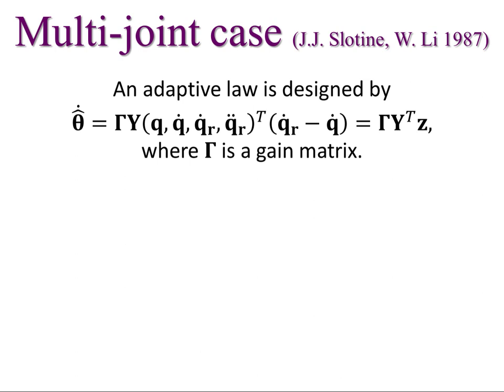Thus, although the adaptive law is more complex than the simplest case, the structure itself is the same. Therefore, if you understand the adaptive law for the simplest case well, the multi-joint robot case will also be easier to understand. The reason for designing such an adaptive law is explained in the stability analysis.